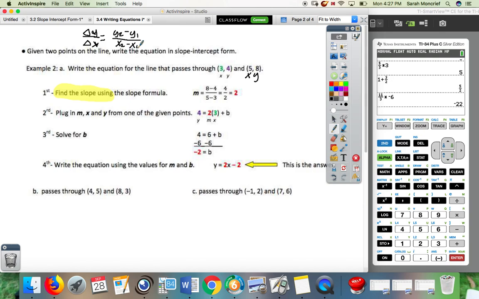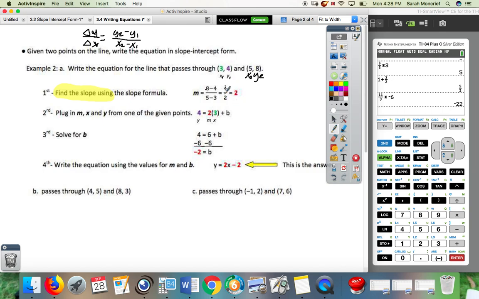So, in order to find the slope, we need to figure out which one's my 2 and my 1. I normally just like to say the one in the back is my 2, so x2 and y2, and the one in the front is my 1, so x1 and y1. So now that we have that figured out, just solve the slope by plugging them in. So plug in 8 for y2, so we have 8 minus 4 over 5 minus 3. y2, 8 minus y1, 4 over x2, 5 minus x1, 3. And we'll just simplify that. 8 minus 4 is 4, and 5 minus 3 is 2. 4 over 2 is just 2.